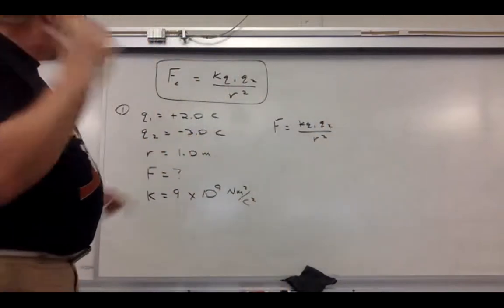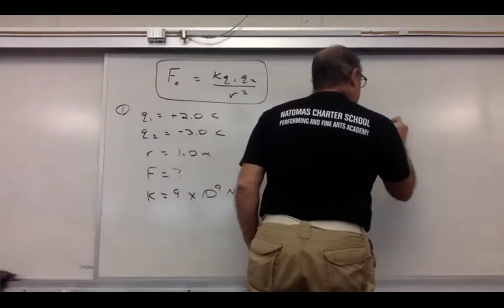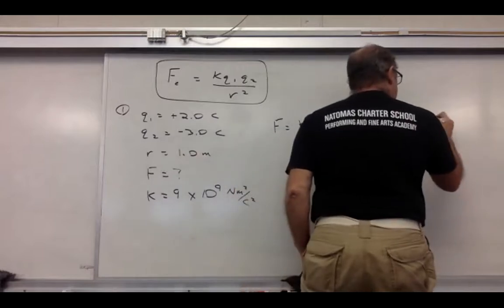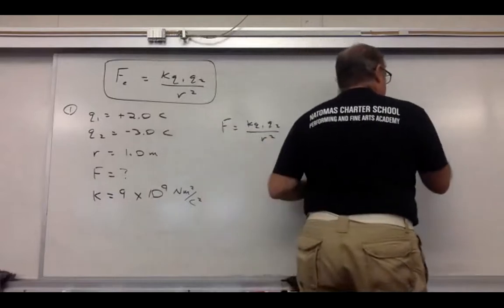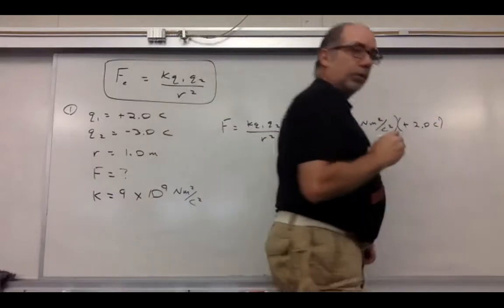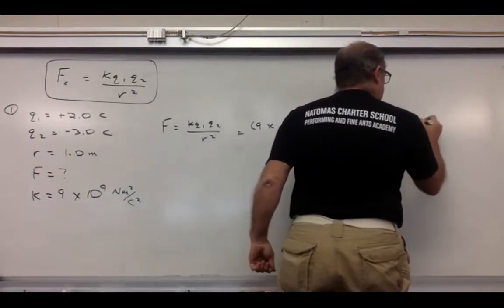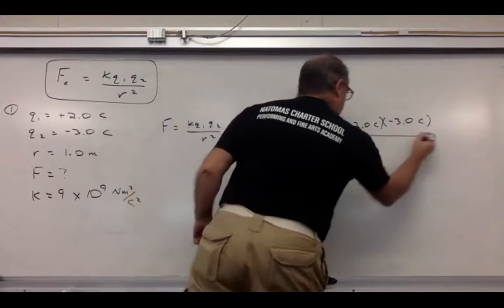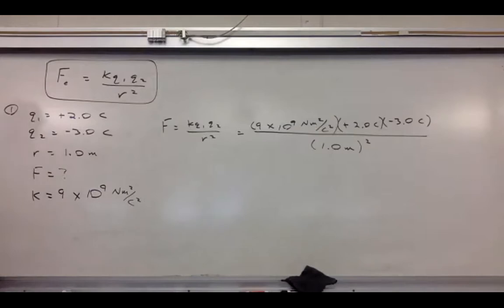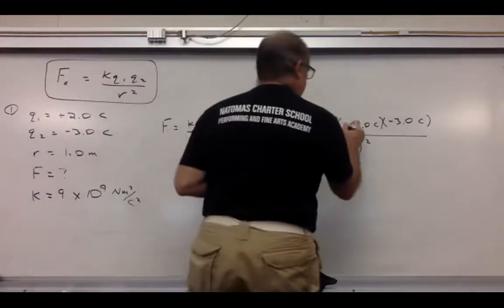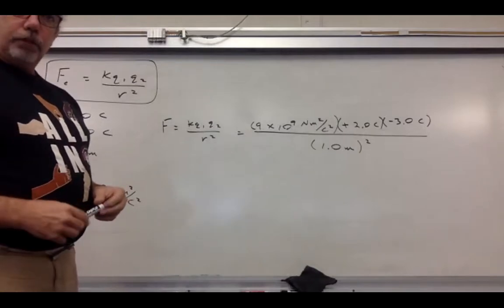All right. Okay, copy step. K is 9 times 10 to the 9 newton meter squared per coulomb squared. Q1 is positive 2 coulombs. Q2 is negative 3 coulombs, and they are separated by 1 meter. All right. Now, get out your calculators. Enter that into your calculators.